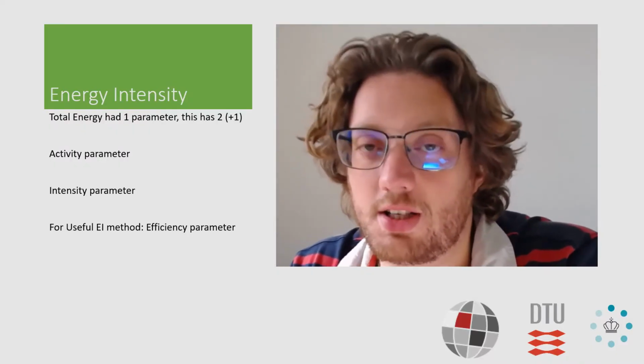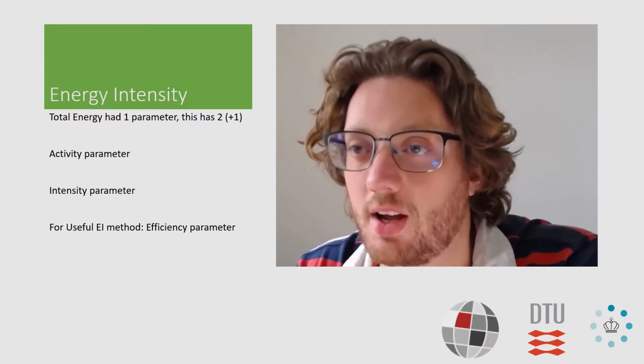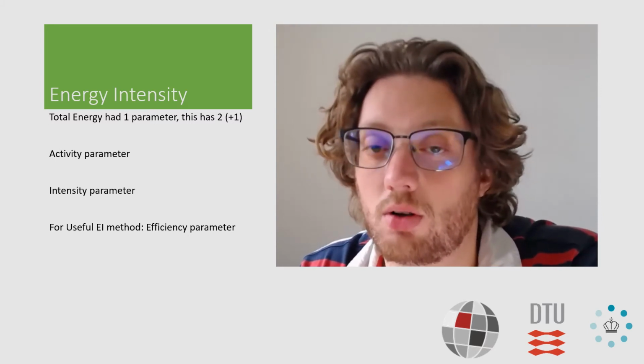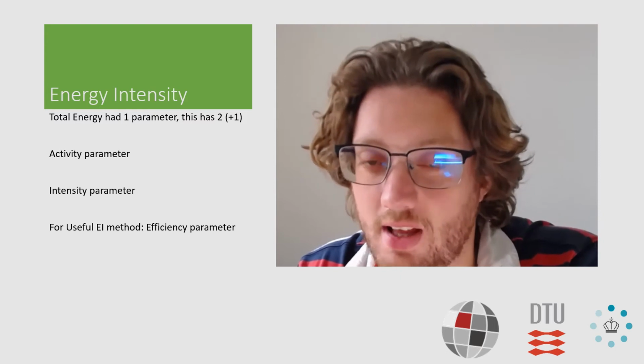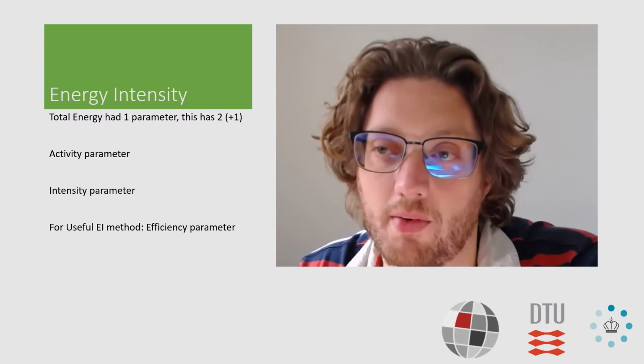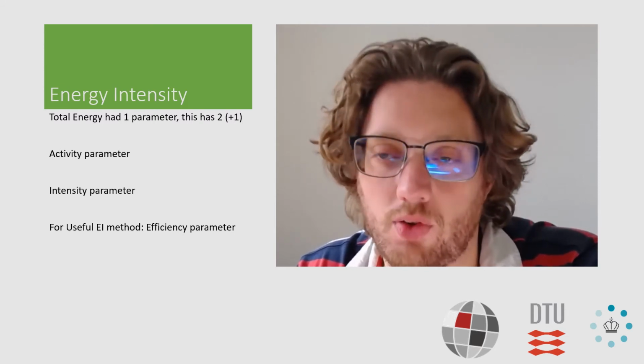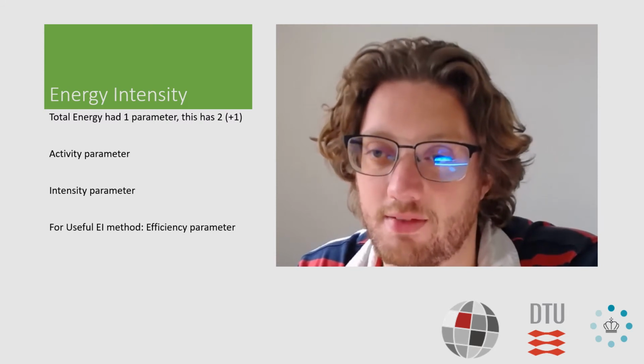So, the energy intensity method, if you haven't remembered from the former videos, has a total of 2 parameters in the standard method, where the total energy has 1 parameter. There is actually a third parameter, but that's only for the useful energy intensity method, and that's efficiency.